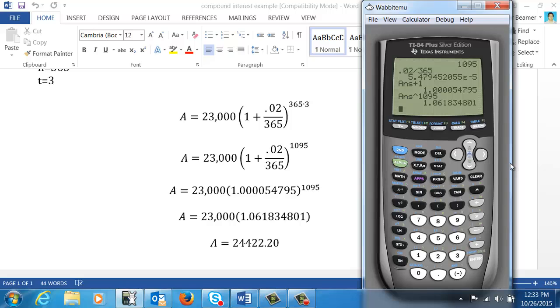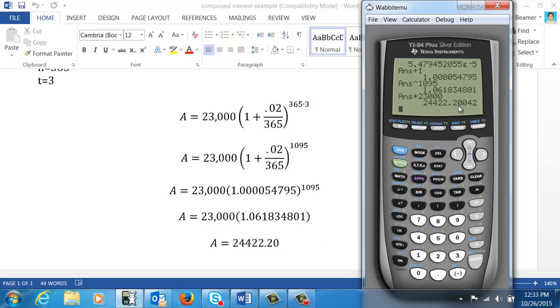Hit enter. Once again, I have all of those decimal places. I'm not rounding any of it. Then I times that by 23,000, which is the final step. Okay, and then at this point, the problem's completed. I could round this answer to the hundredths place, which is the second decimal, which in this case is $24,422.20, since we're talking about money.